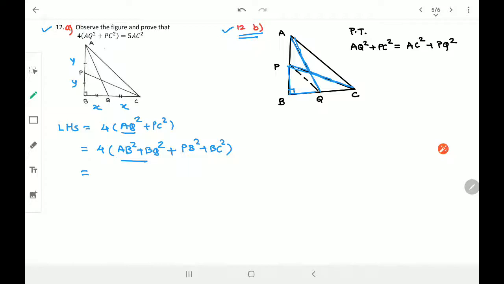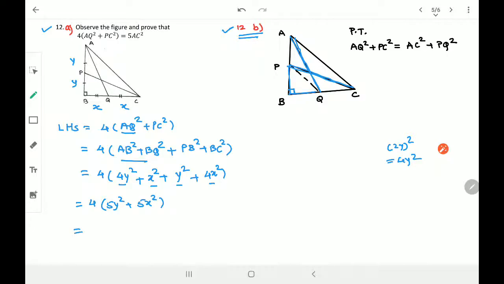So I can just put down the value of x and y. AB is 2y the whole square. Check कर लो, 2y, y plus y, 2y. So it is 4y square. अभी आप बोलोगे कैसे? तो 2y का whole square कितना हो जाता है? 4y square, right? Plus BQ square is x square. Plus PB square is y square. Check करो, PB square is y square. Plus BC is 2x the whole square, that means 4x square. So we have 4 into bracket 4y square plus y square is 5y square, and x square plus 4x square is 5x square. You can keep this as it is, or you can say 20y square plus 20x square.